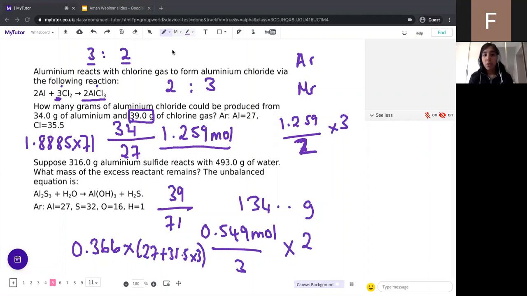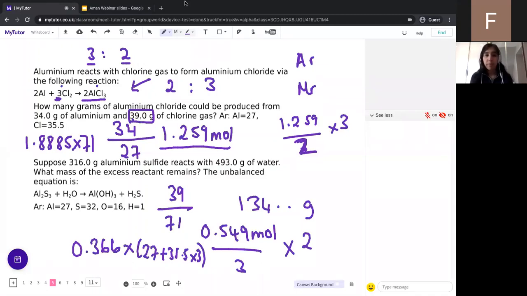Someone's asking, were all the questions for the higher tier? So no, all of this stuff that we've covered today is in both tiers. Some of the questions are a bit harder. So this question that we're just looking at here is a higher tier question. The percentage yield questions, most of them are foundation tier as well. And the limiting reactant questions, most of them are foundation tier as well.